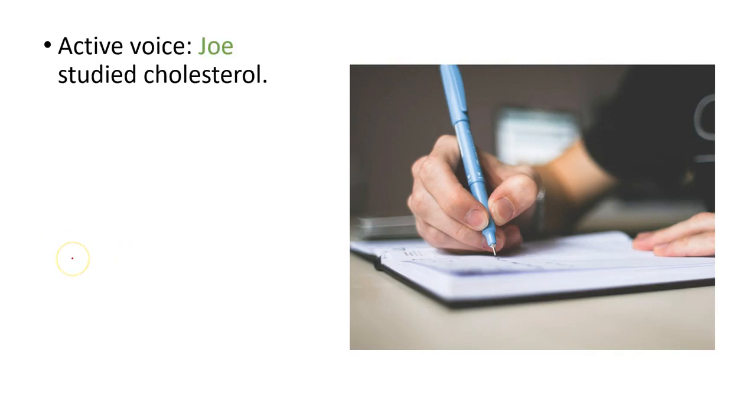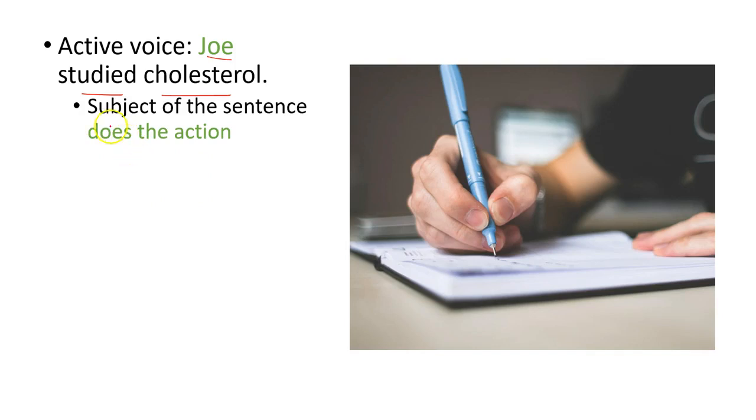So let's look a little bit more in detail. Here you have Joe studied cholesterol. So who did the action? Joe. What did he do? Studied. What did he study? Cholesterol. Right? So here you have the subject of the sentence, which is Joe, and he's doing the action. So he's in the subject position of the sentence and he's the actor. That is called the active voice. That's why it's called the active voice, because the actor is in the subject position.